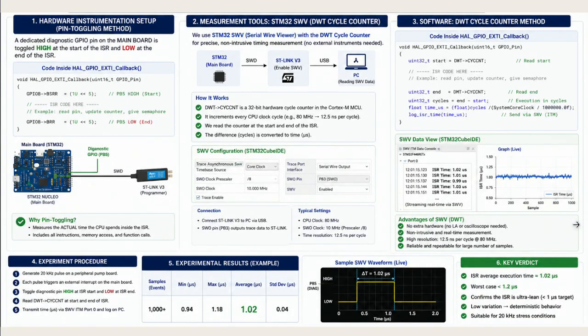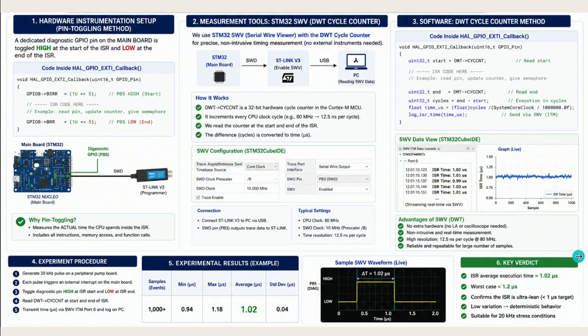So for this slide, this slide explains how we verify the execution time of our ISR. In video 2, we claim that our ISR is lightweight, so we performed an experiment using the STM32 SWB together with the DWT cycle counter. A diagnostic GPIO pin is toggled at the start and the end of the ISR, while the DWT counter records the execution time in CPU clock cycles.